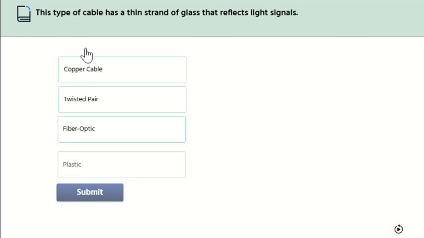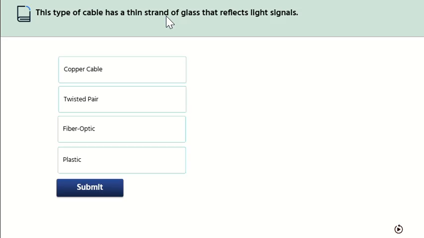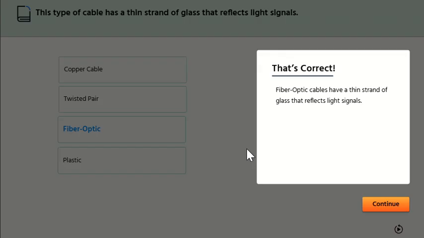This type of cable has a thin strand of glass that reflects light signals. Option 1. Copper cable. Option 2. Fiber optic cable. That's correct. Fiber optic cables have a thin strand of glass that reflects light signals.